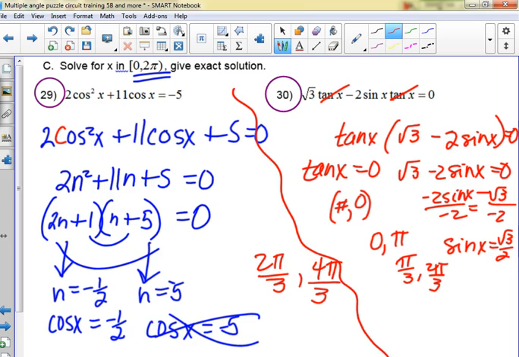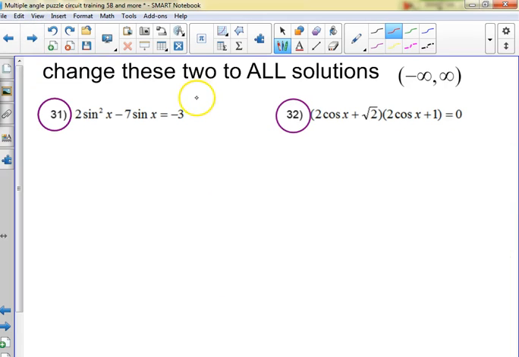Okay, so those were the answers to that question. How do I know I don't need plus or minus 2 pi n? It says 0 to 2 pi. All right, now I'm going to change the directions for 31 and 32 so that we can practice that idea real quick.